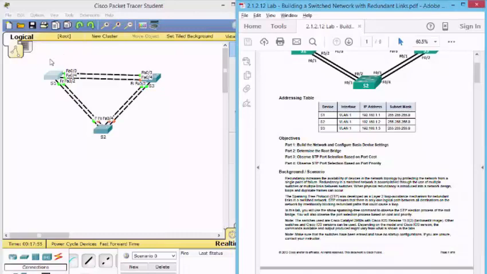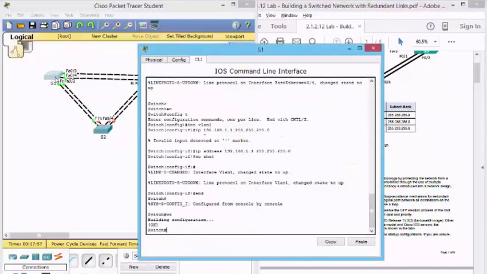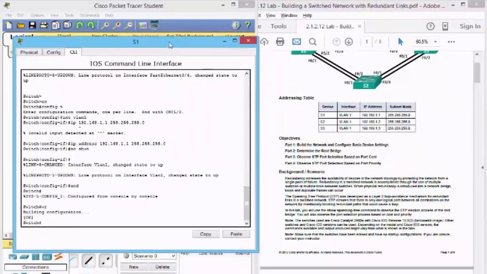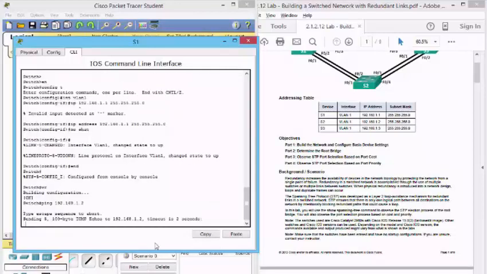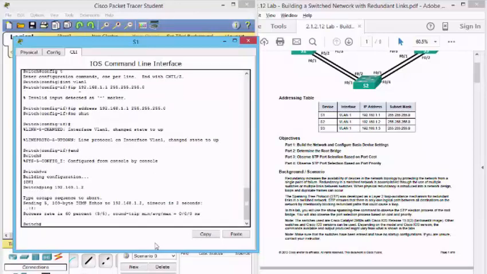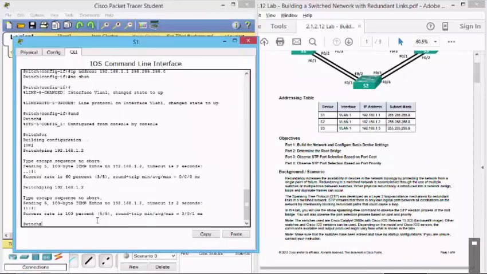So now let's test the connectivity. We are on switch 1. We type ping 192.168.1.2, which is switch 2. You see the success rate is 60%. Now the success rate is 100%. And now we try to ping switch 3, which is 192.168.1.3.